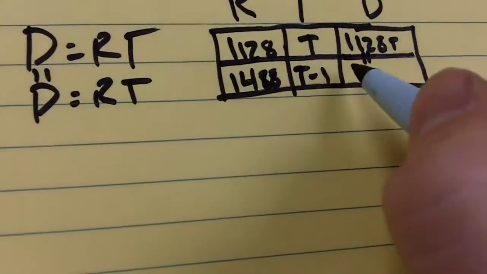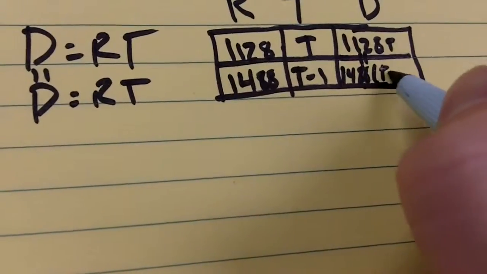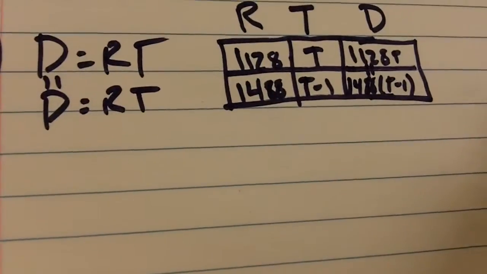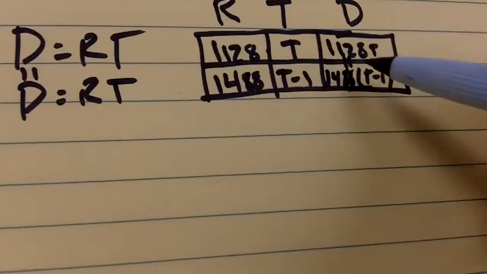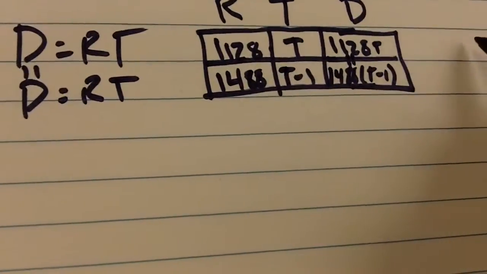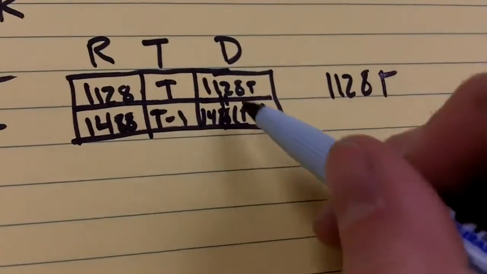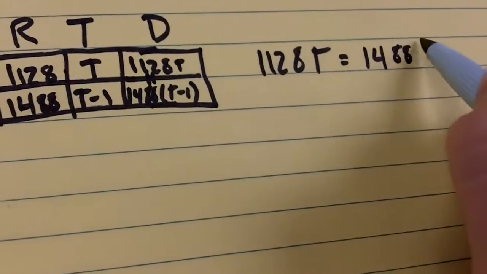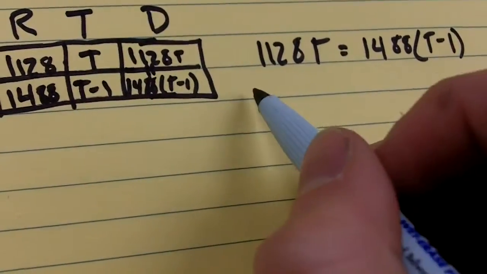Now what I can do is multiply these two together: 1488 times (T minus 1). I know it's kind of hard to see, but I'm going to rewrite it in just a second. I know my distances are the same. If the trains catch up to each other, the distances they went are the same. So I set those two equal to each other: 1128T equals 1488 times (T minus 1). Okay, and I can start solving this equation.